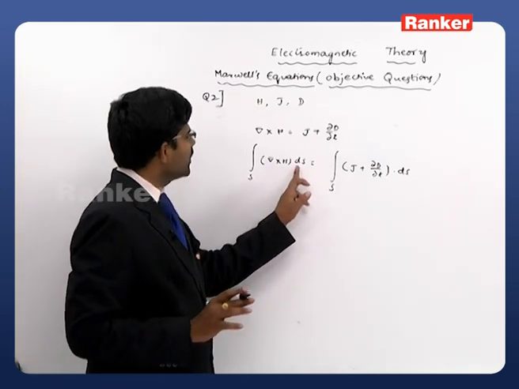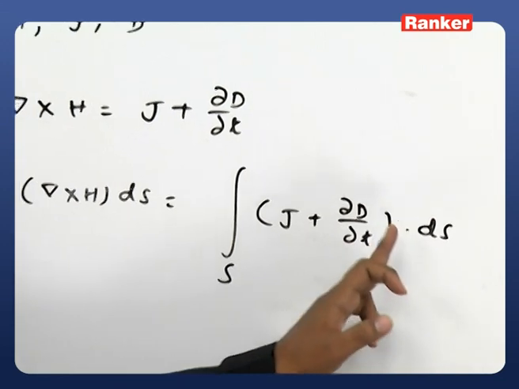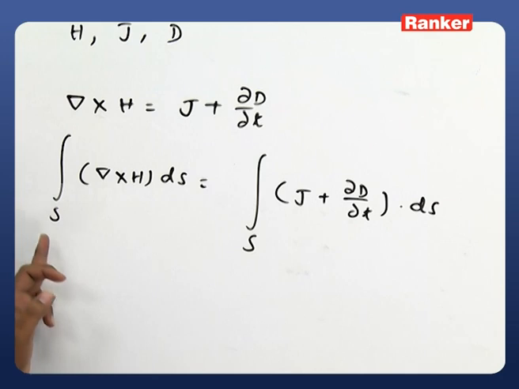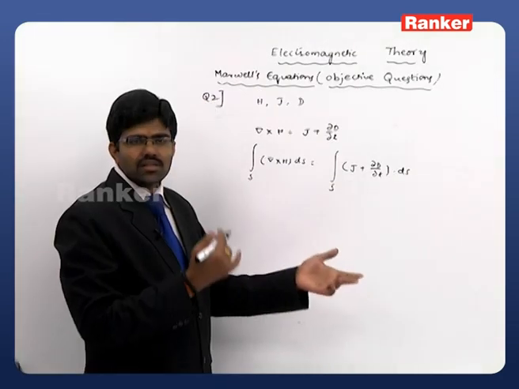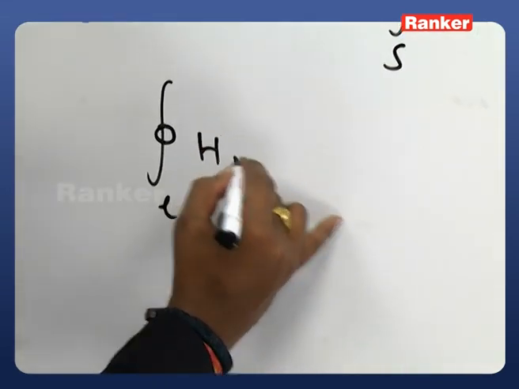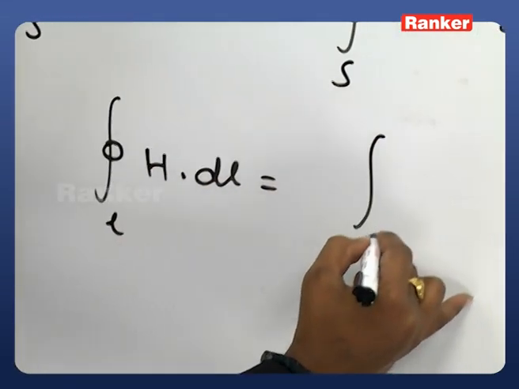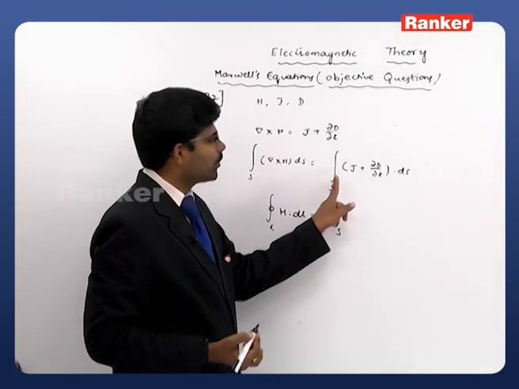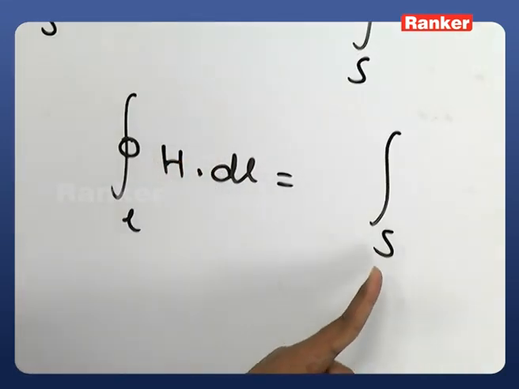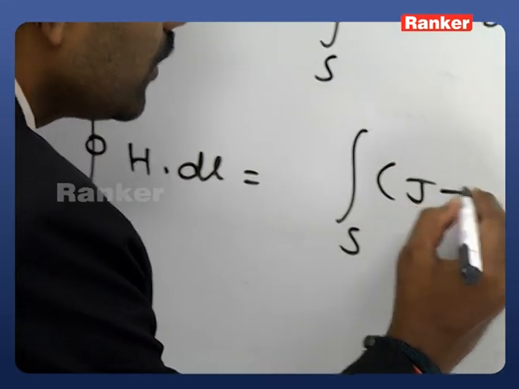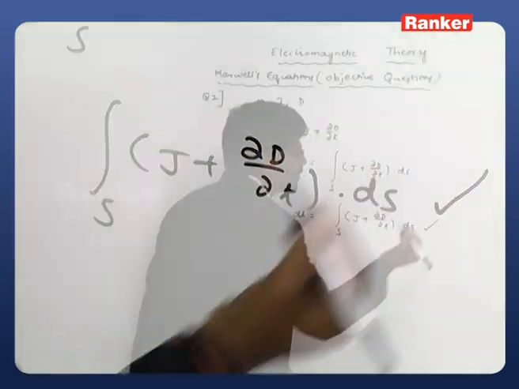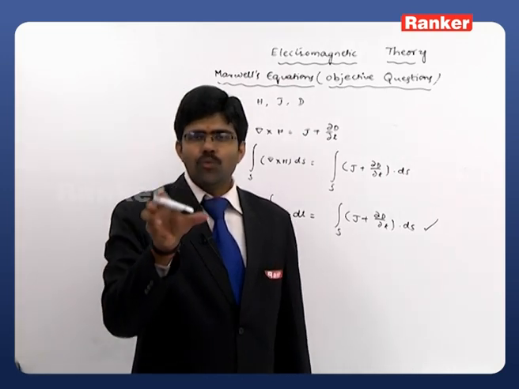Surface integral of curl H ds is equal to surface integral of (J plus ∂D/∂t) ds. On the left-hand side we have a surface integral of curl, so you can convert that into the closed line integral. Clearly this can be written as the closed line integral of H dl is equal to the open surface integral. Even though I am writing only one integration sign, two integrations will be there, since it is a surface, a two-fold integral, of (J plus ∂D/∂t) ds. So this may be the answer that you are supposed to find in the options.